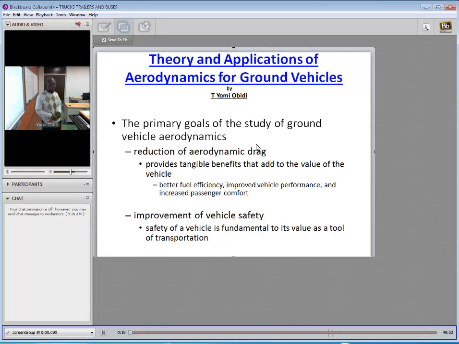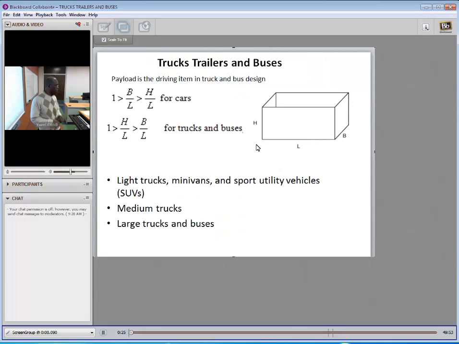Welcome to another session in Theory and Applications of Ground Vehicle Aerodynamics. In this session, we will be looking at trucks, trailers, and buses.